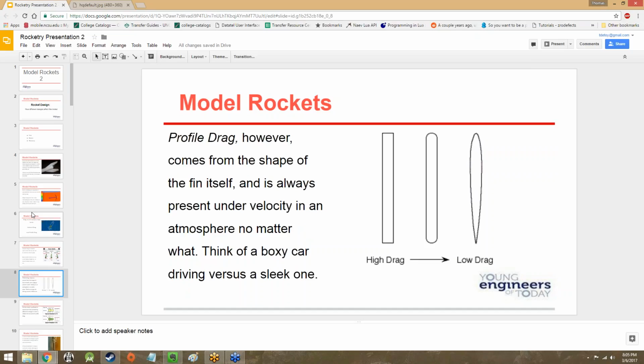Profile drag, however, comes from the shape of the fin itself and is always present under velocity in an atmosphere, no matter what. Think of a boxy car versus a sleek car. So, profile drag is something that just always exists. And so for that reason, you have to think about how your fins are going to be structured and stuff like that.